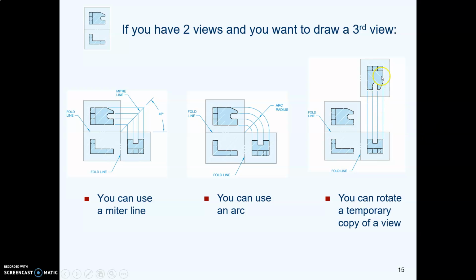I'm a fan of this method, and I'll show you when we look at drawing your first drawing assignment in CAD. I'll show you how I would do that. I like to, in CAD, make a copy of my top view, rotate it 90 degrees, run projection lines down into my side view, and then I delete my temporary view up there.